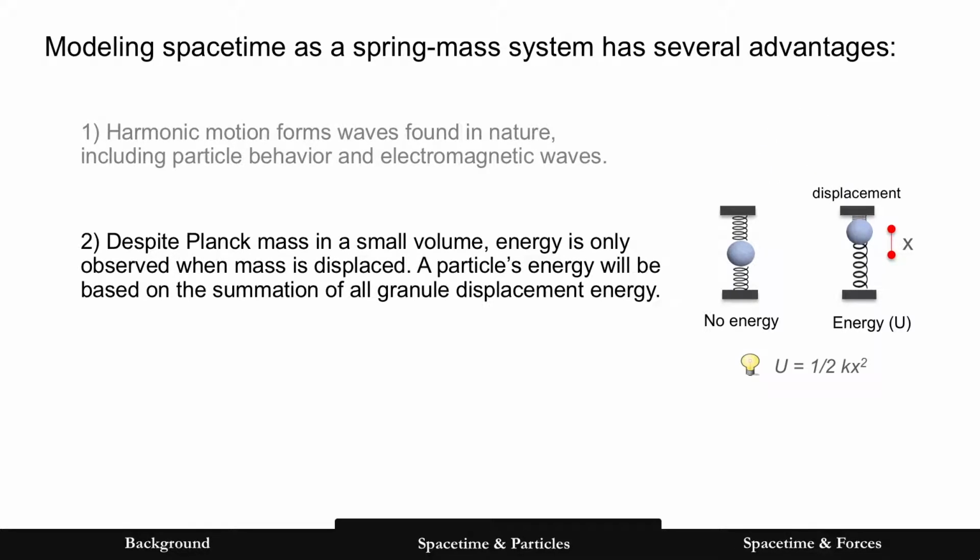Now, the Planck mass shows up, and Planck mass is quite heavy, especially for its small size, if we assume that it's going to be somewhere near the Planck length. But modeling it as a spring mass system, the energy only comes when it is displaced. And so you see that there on the left, no energy if it's not being displaced despite having Planck mass, and then energy proportional to the square of the displacement.